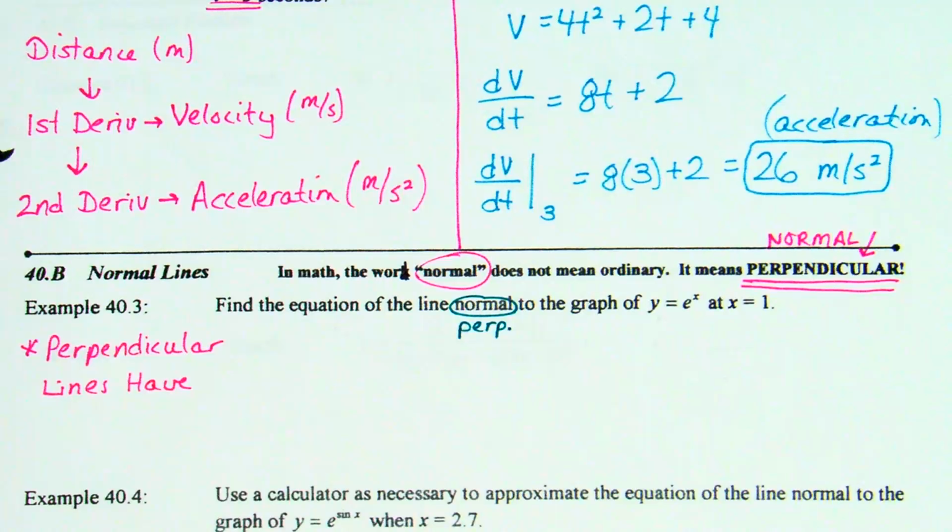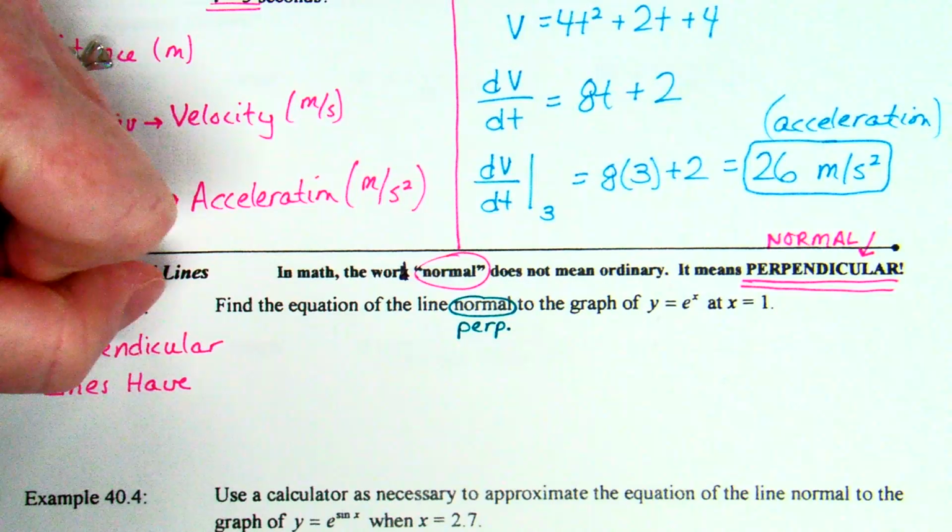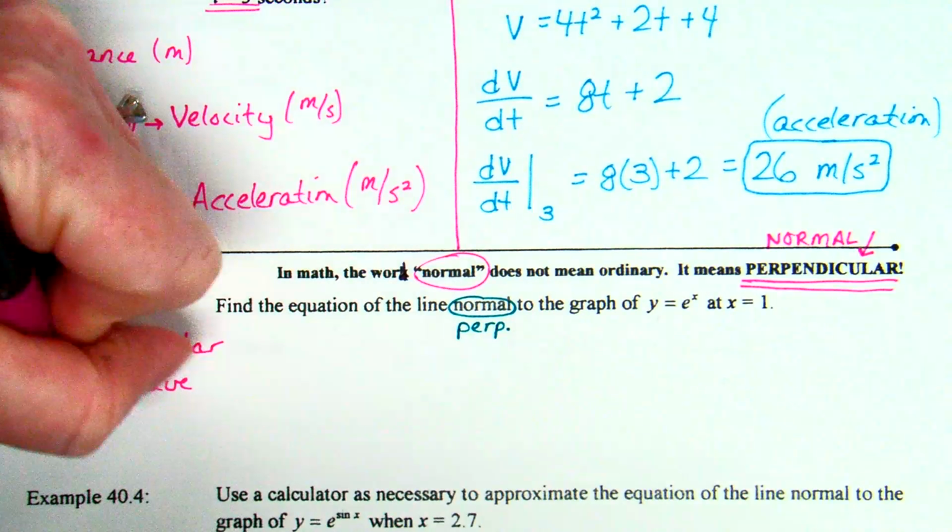And? Flip it. Okay. I usually use the phrasing opposite reciprocal slopes. Opposite meaning you change the sign. Reciprocal meaning you flip it upside down. So perpendicular lines have opposite reciprocal slopes.